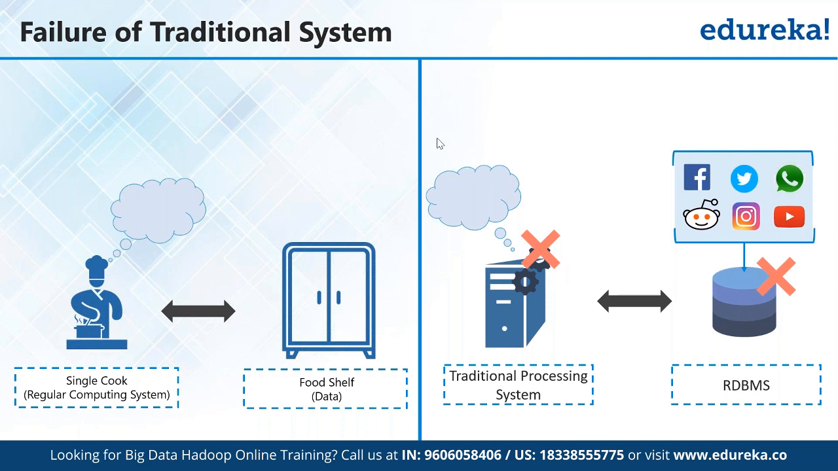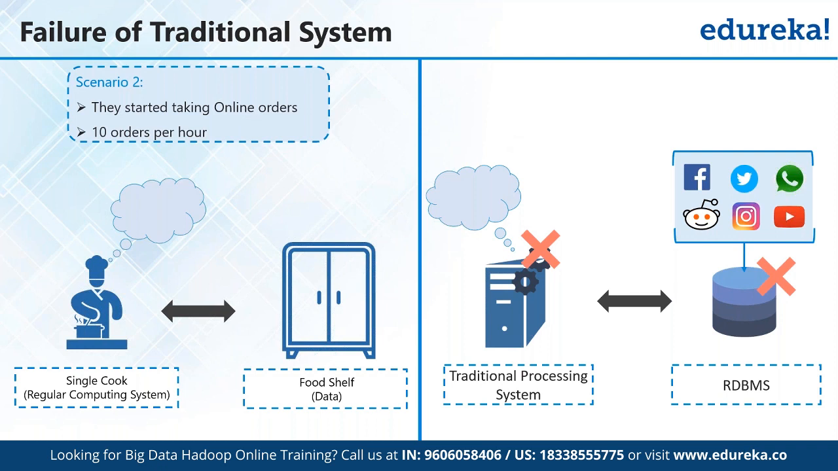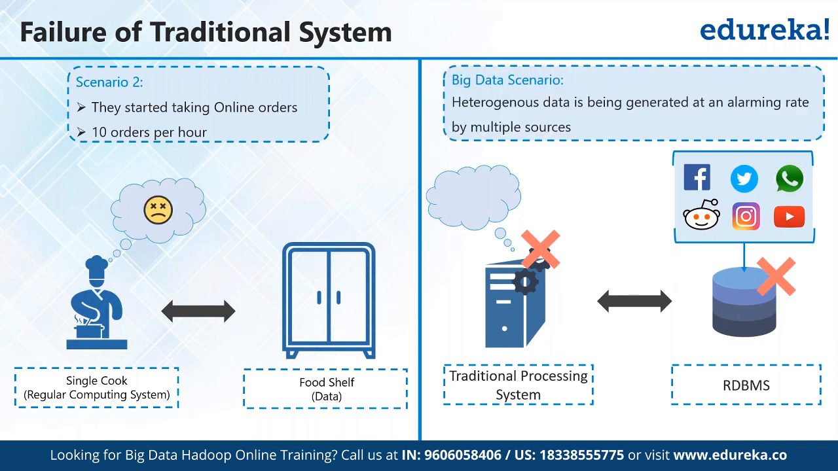We are trying to understand why big data processing is required. Now, if you start taking online orders, 10 orders per hour, the data comes in different formats. That's where your RDBMS fails, because you cannot process unstructured data using an RDBMS. Heterogeneous data is being generated at an alarming rate by multiple sources. So yes, your traditional systems won't work. As simple as that.